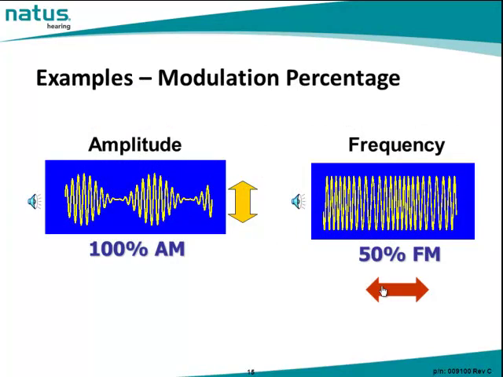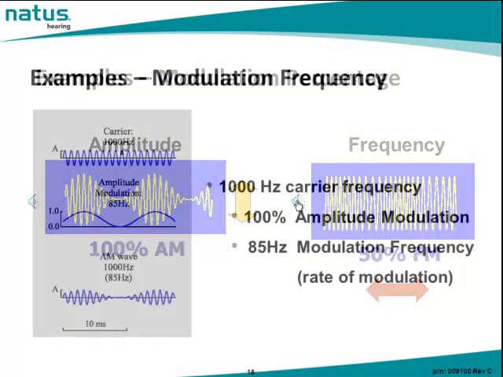Back to our earlier example, we have a 1000 Hertz carrier tone with amplitude modulation, and in this example the modulation depth is 100%. In our second example with frequency modulation, the modulation depth is 50%. In these two examples, what is the modulation frequency, or the rate of modulation? It's not shown on this slide.